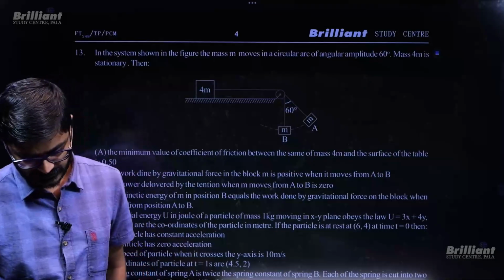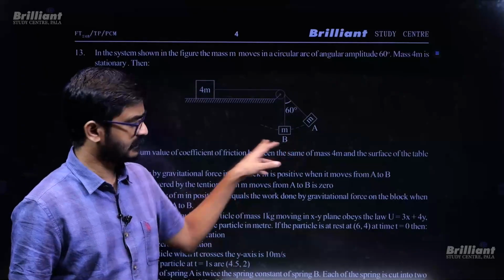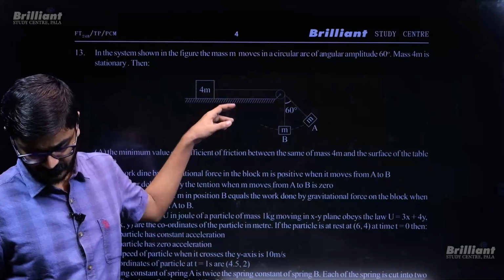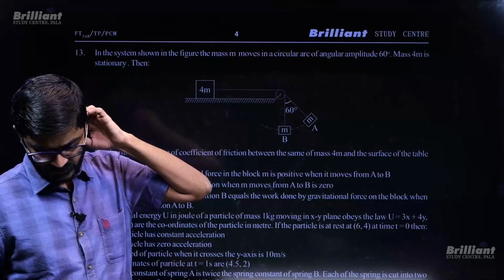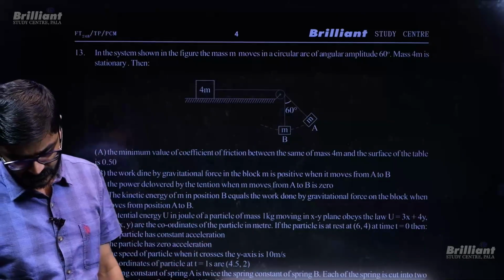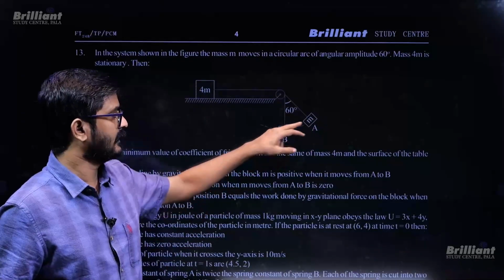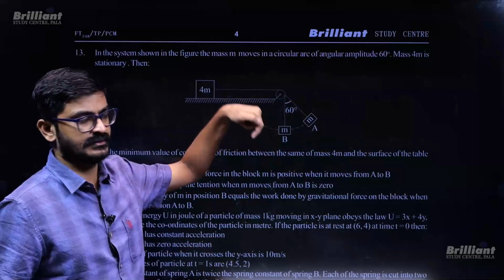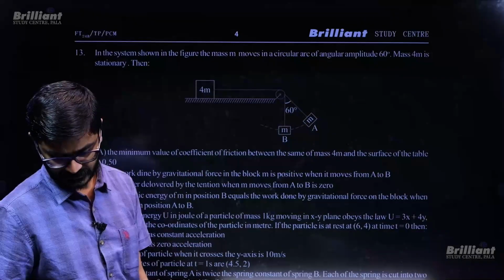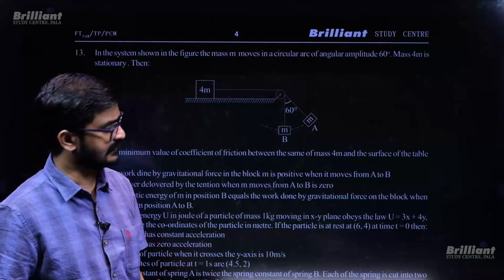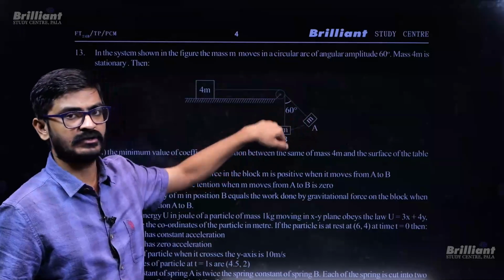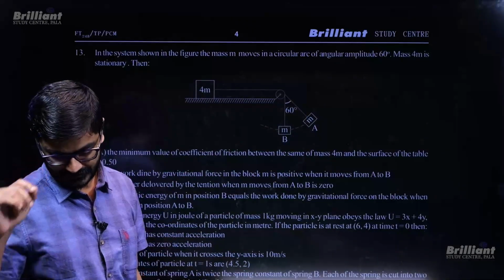In the next case they are asking, it is moving in a circular path and the minimum coefficient of friction so that the 4m doesn't move. Work done by gravitational force on the block m is positive when it moves from A to B. When it moves from A to B, it is going vertically downwards. So work done by gravity is positive. Yes. Power developed by tension is 0. Tension is always perpendicular to the velocity. So power is always 0 by tension.